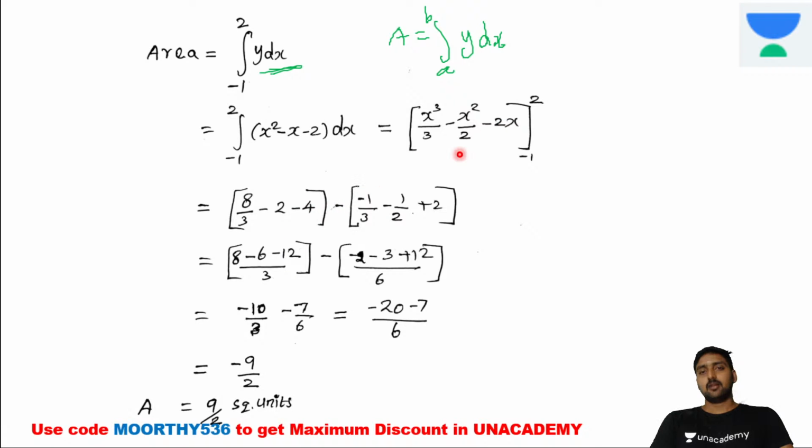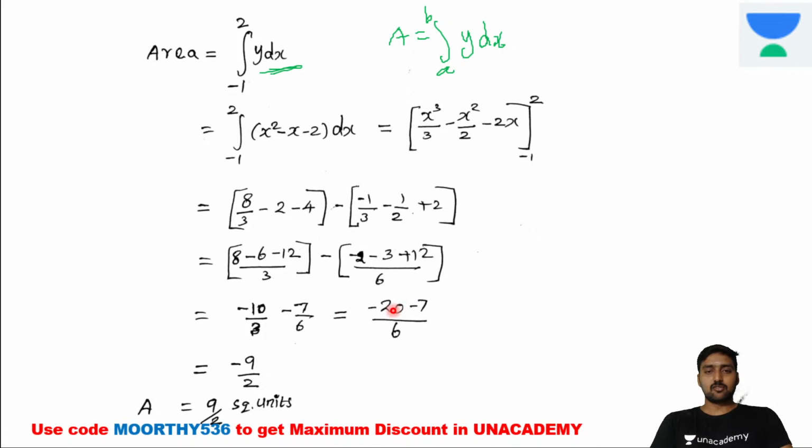Minus lower limit. Minus 1 the whole cube is minus 1, so minus 1 divided by 3, minus x square, minus 1 the whole square is equal to 1, therefore minus 1 divided by 2. Minus 2 into minus 1, it's plus 2. Now take the LCM. 3 is the LCM, therefore 8 minus 6 minus 12. Here 6 is the LCM, so we are taking the LCM. Minus 10 divided by 3 minus 7 divided by 6.